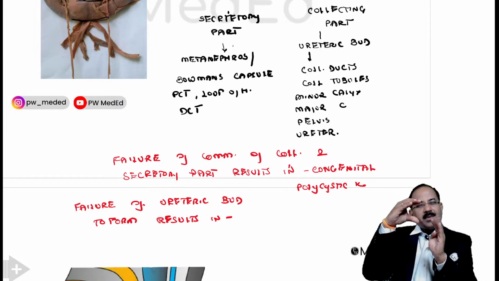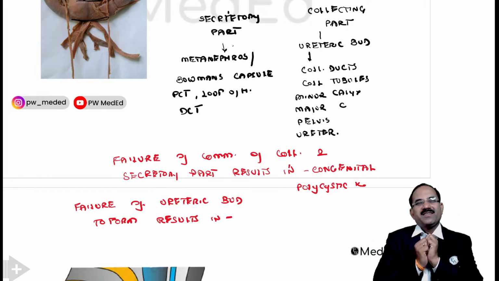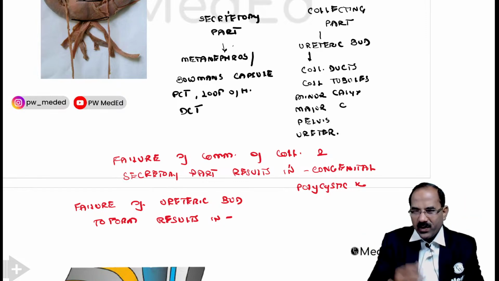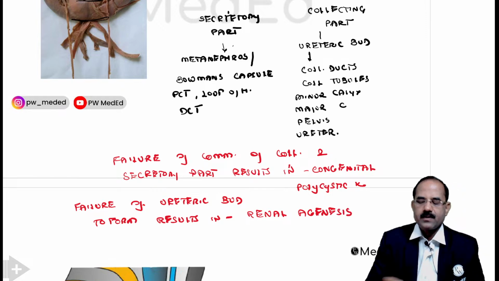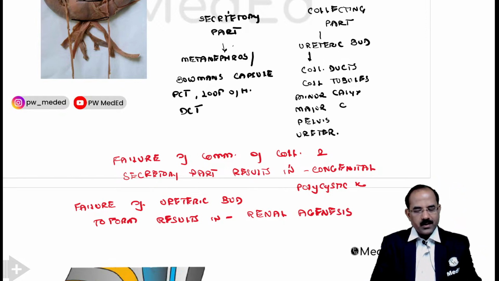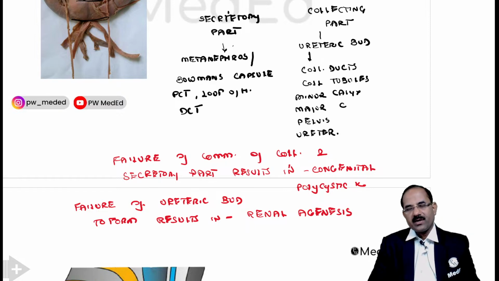If this ureteric bud itself is not there, the kidneys will not be formed. And what do you call this? Renal agenesis. Remember this, a very important MCQ. Renal agenesis is due to, yes, failure of ureteric bud to form.